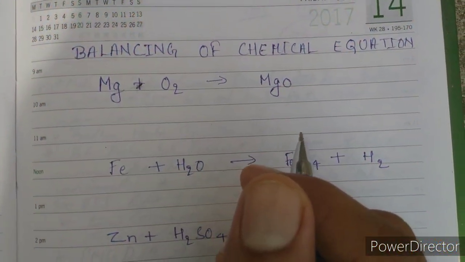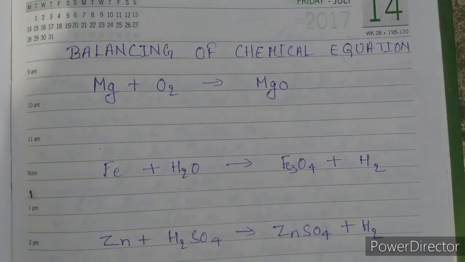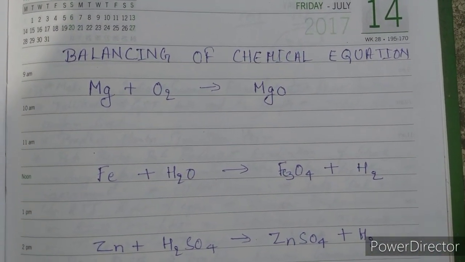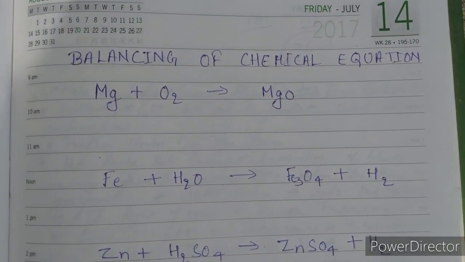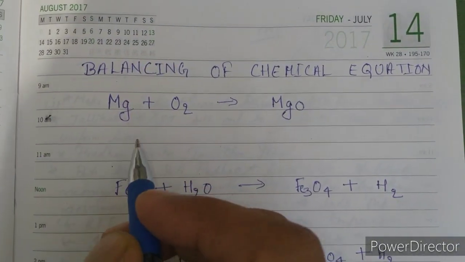So here I have some balanced or unbalanced chemical equations, but we need to think about whether each is balanced or not. So let's see the first equation.